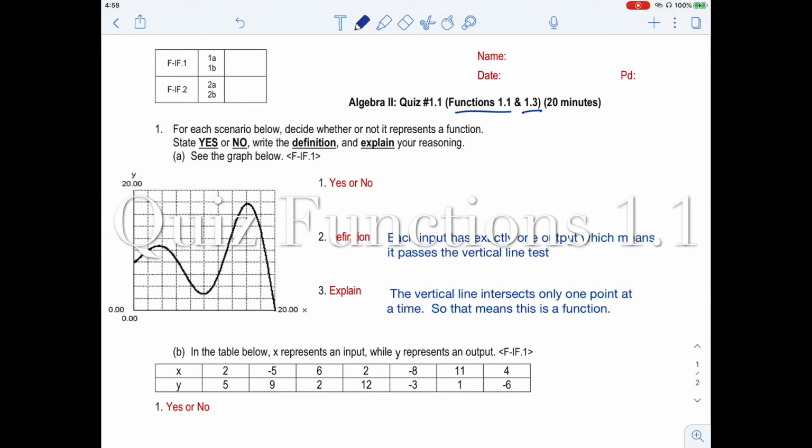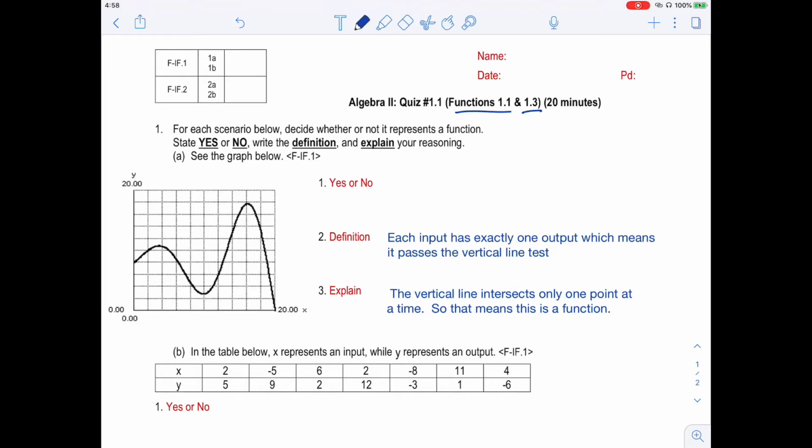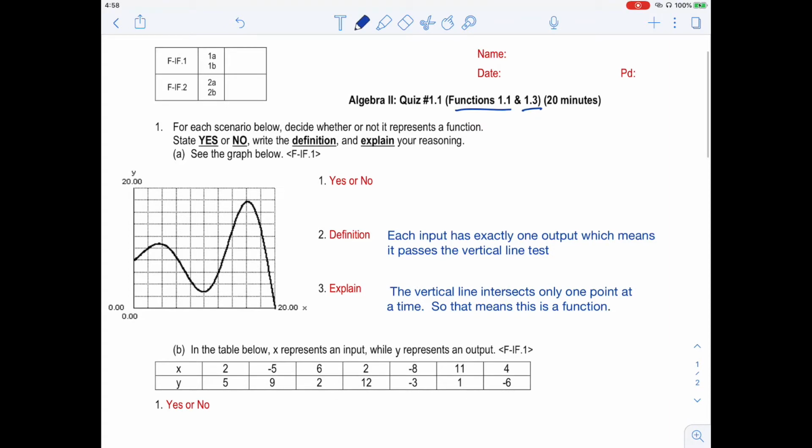Okay, guys, I'm going to explain quiz 1.1 and the problem for it. So the first one, for each scenario, decide whether or not it is a function, state yes or no, write the definition, explain your reasoning. The definition: each input has exactly one output, which means it passes the vertical line test. So you see, does it pass the vertical line test?